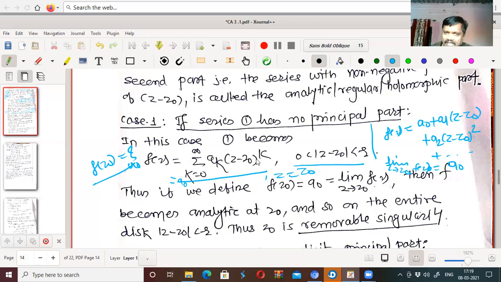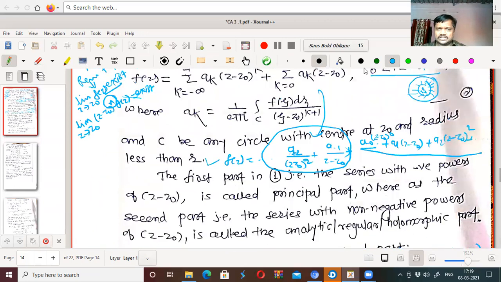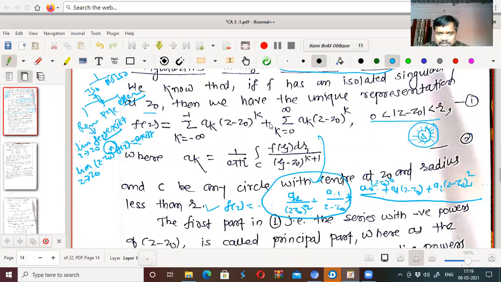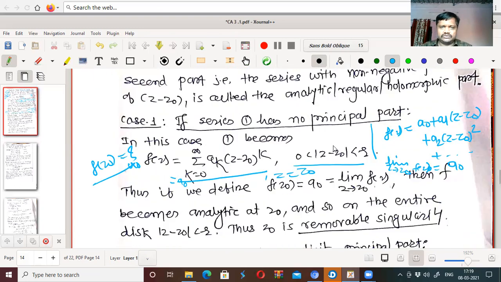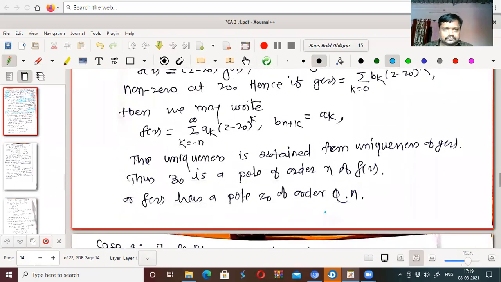Hence, it has a removable singularity. The limit exists, so we can redefine the function and make it analytic at z0. Therefore, we can say the function has a removable singularity. So the first case is: if the Laurent series expansion contains no principal part, that is, the principal part is absent and only non-negative powers of z minus z0 appear in the expansion, then the singularity at z equal to z0 is removable. You can remove the singularity. By using this, we can remove it.